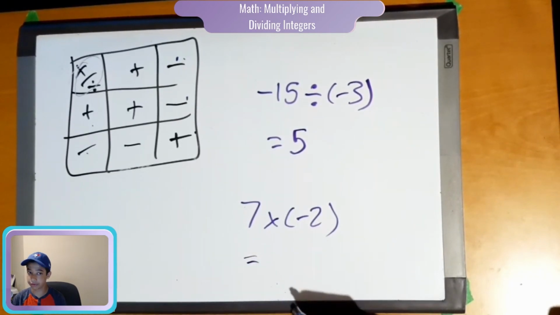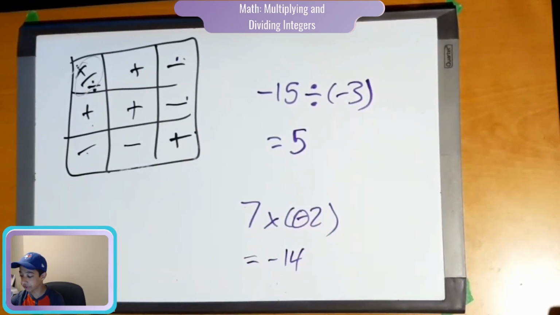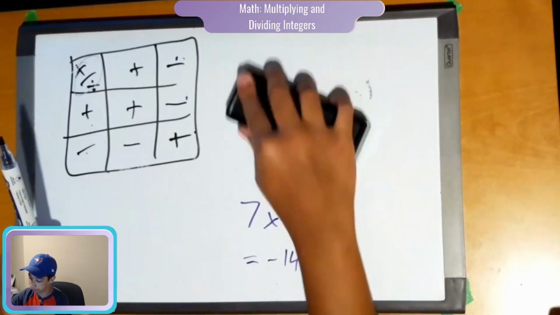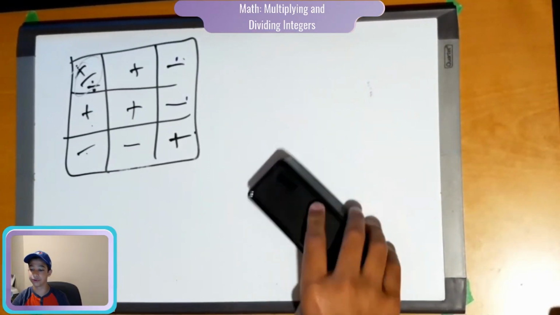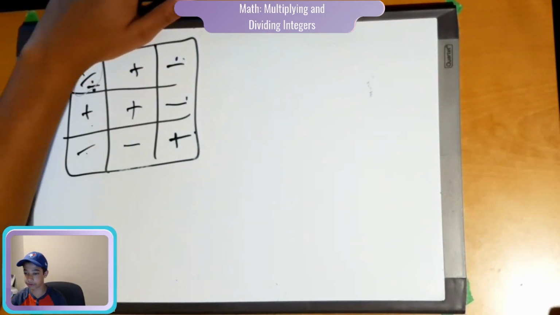We know that 7 times 2 is 14, and one number is negative, so we're going to end up with negative 14. Now these are all on the example page, if you want to print that out in the description below and follow along. But these are the answers to them.